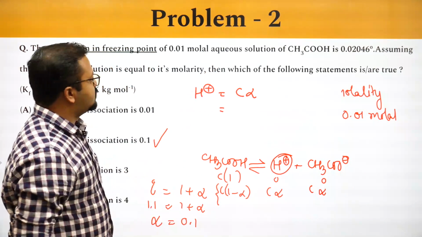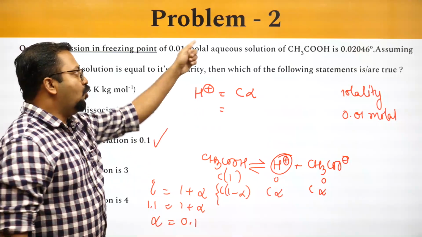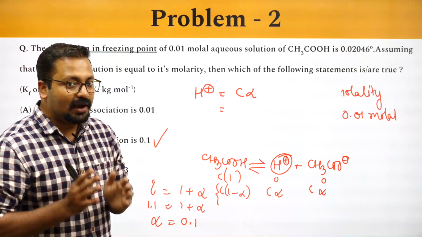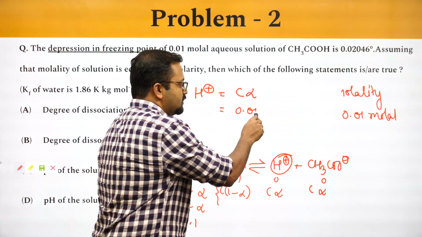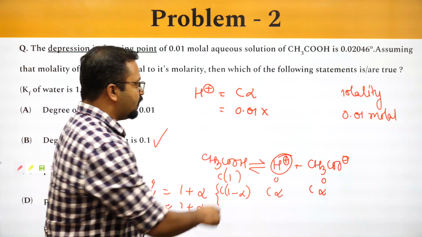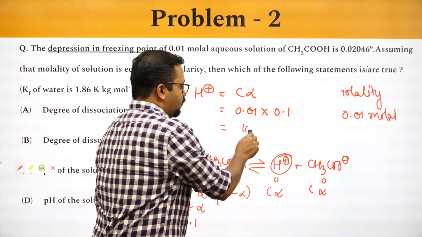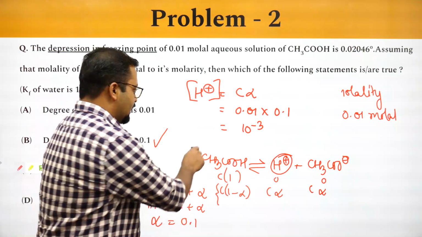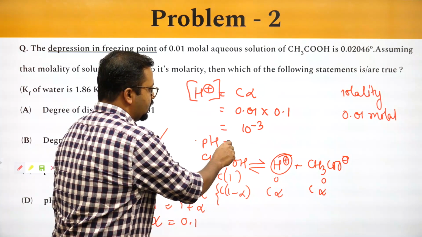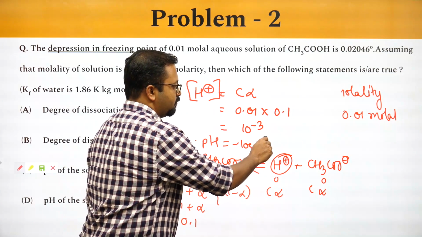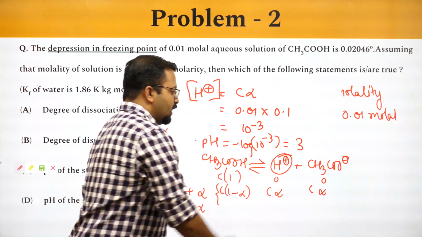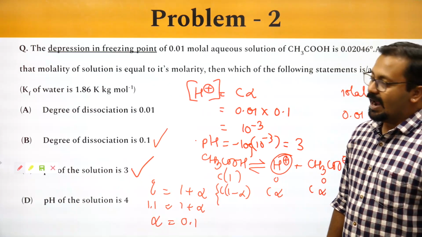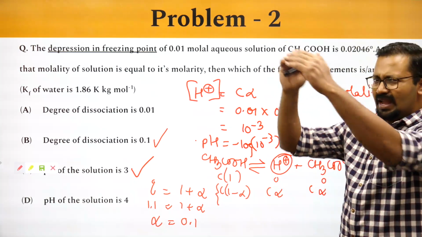C value is 0.01. Molal is equal to molar. Molality is equal to molarity if it is given in the question. That means 0.1 times what is the value of alpha? 0.1, which is equal to 10 raised to minus 3. This is the H plus ion concentration. And what is pH? Negative log of this. So pH turns out to be minus log of 10 raised to minus 3, which is 3. So our answer should be B and C.